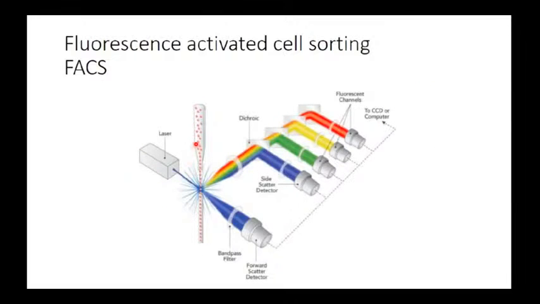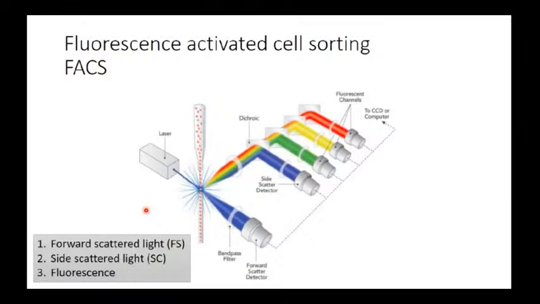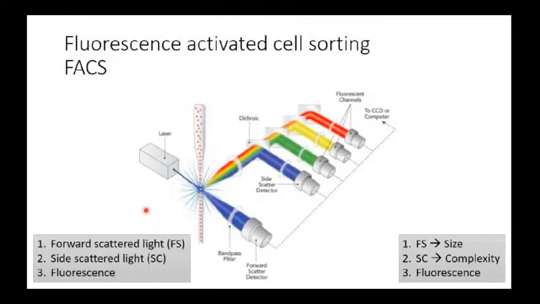Now, when the cell passes through the laser beam, this is going to happen. First, I will get the forward scattered light, which is detected by the forward scatter detector, and this is proportional to the size, as we saw in detail in the previous video. Side scattered light is directly proportional to the complexity of the cell. And then the fluorescence will give me information about which of the cells is expressing the protein and which is not.